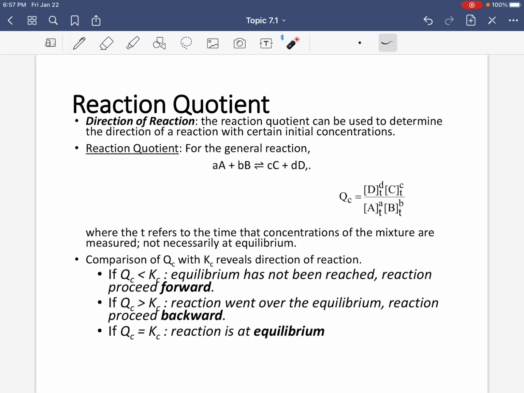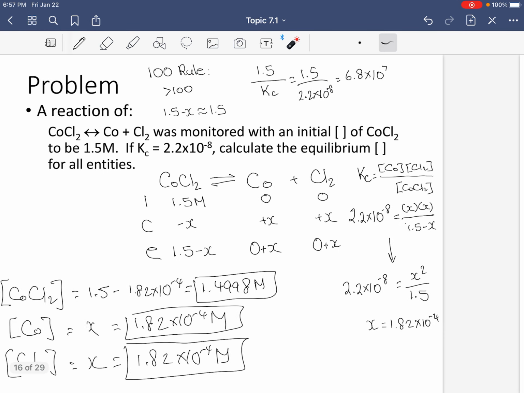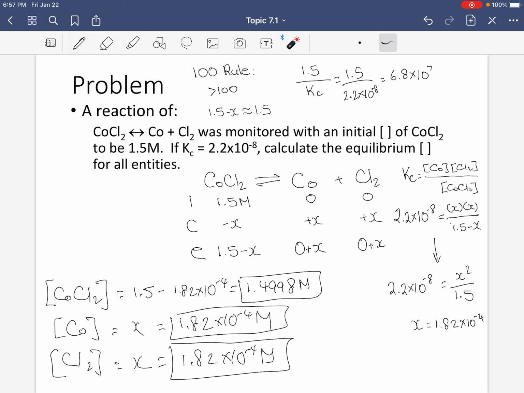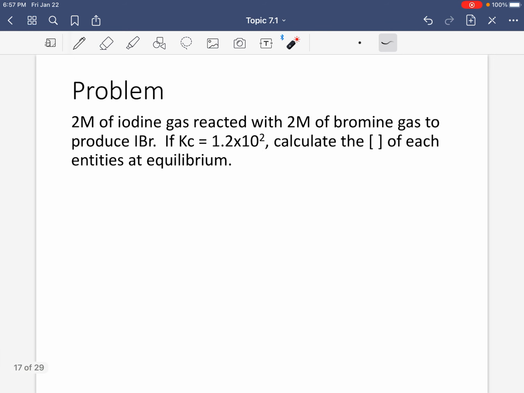Now, so far, the reaction that we're looking at, let's look at this as an example. We're looking at a reaction. In the beginning, we are supplying 1.5 molar of this, in the assumption that the reaction has not begun. Hence, 0 here, 0 there. But what if the reaction has already begun? Meaning that, oh wait, there's no 0 here or here. There is something. Then what do we do?